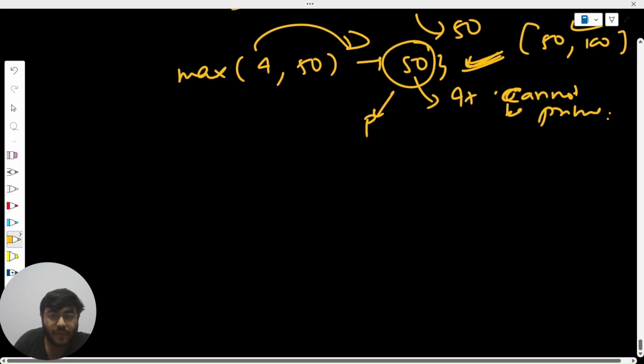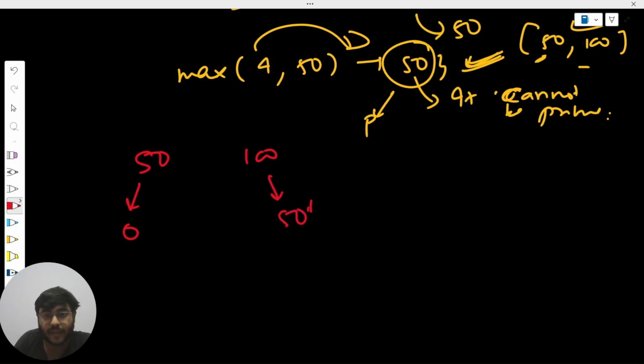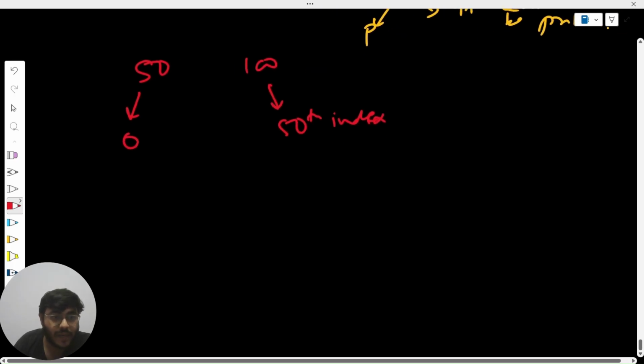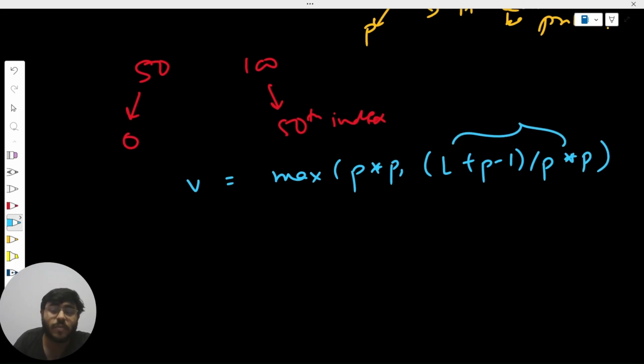So we started from 50. We marked 50 as false. How do we mark this as false? Since we are mapping these values to an array, 50 and 100, this marks to the 0th index, and this marks to the 50th index, right? So we also need to represent how we get 50. Let's say this is v, and this is the maximum of p into p, comma, (L plus p minus 1) divided by p, into p. Remember, this gives you the first multiple of number p in the range L to R. And p into p is the square of number p.